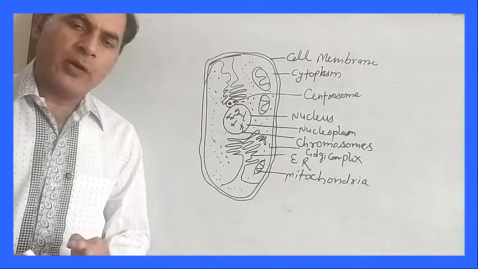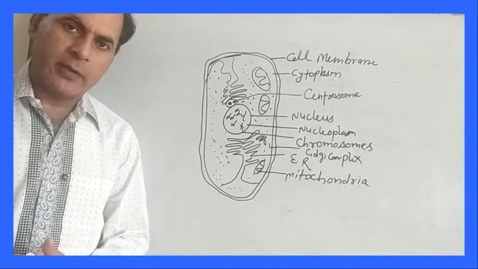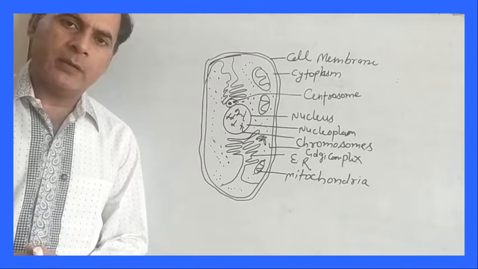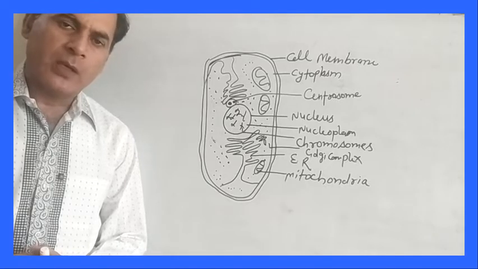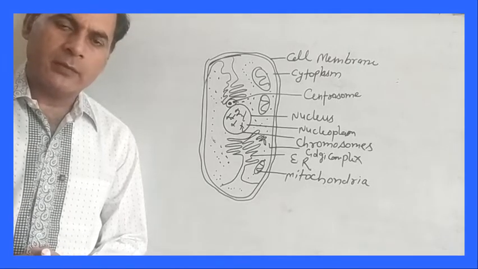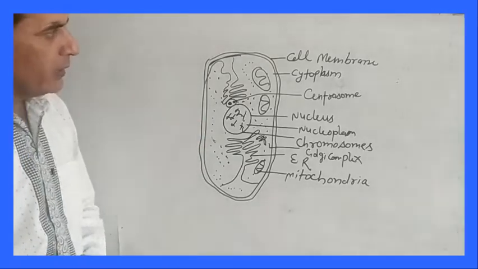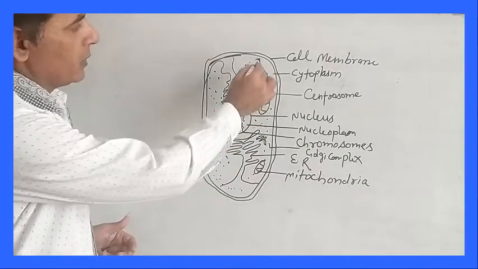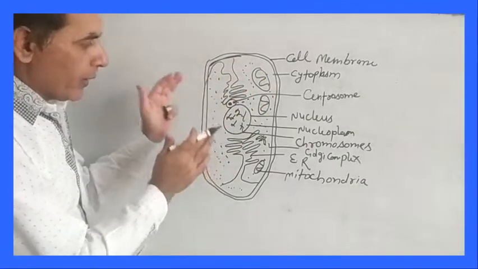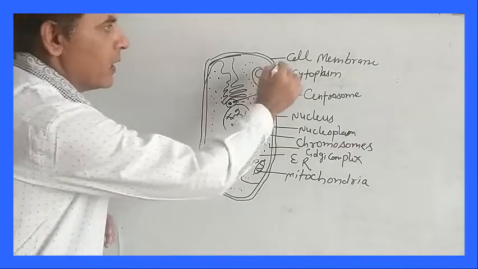So we have already discussed the prokaryotic cell and eukaryotic cell. Now today we will discuss the generalized cell. So here is a diagram of the cell. The outermost cover of the cell, in which all the organelles are protected, is called the cell membrane.